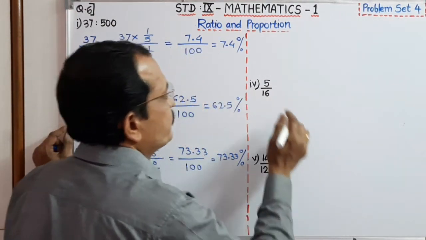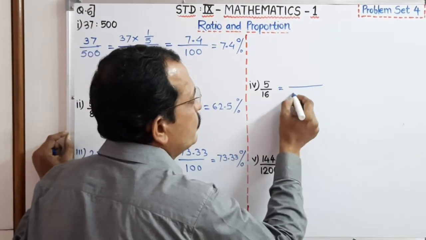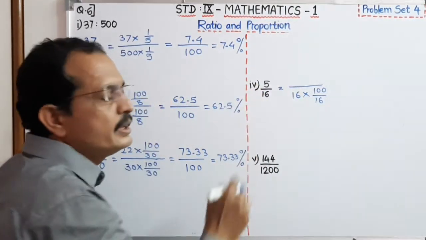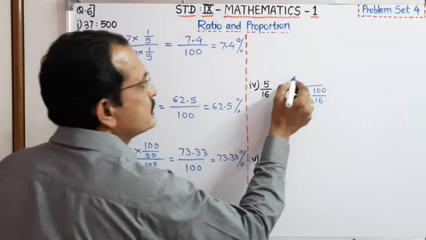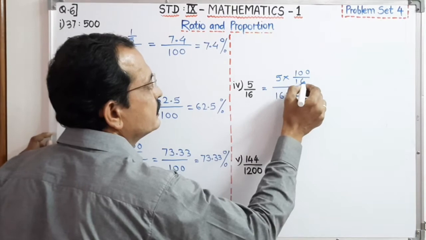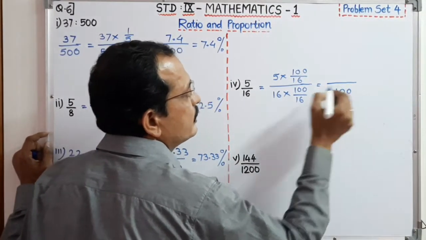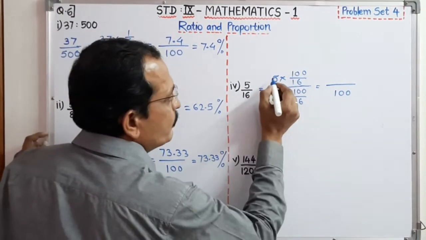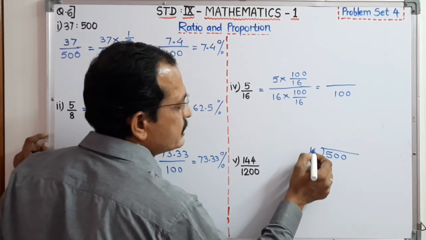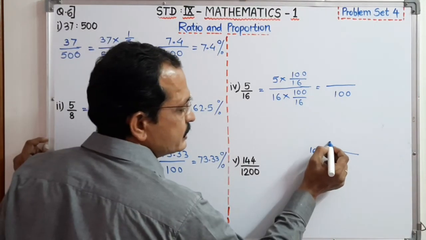Now see here, it is 5 upon 16. Same thing. What we have to do? Write here 16 into 100 upon 16. Isn't it? It is a simple way. Now, simple way we can write 5 into 100 upon 16. Now, dear student, this 16 gets cancelled, it is 100. Now, see, 5 into 100, it is 500 and it gets divided by 16. Then it is 500 divided by 16.